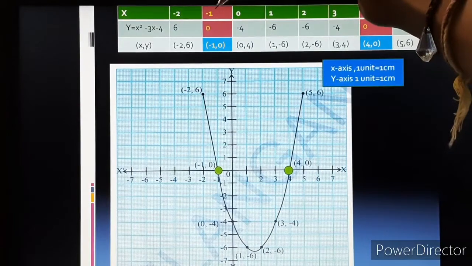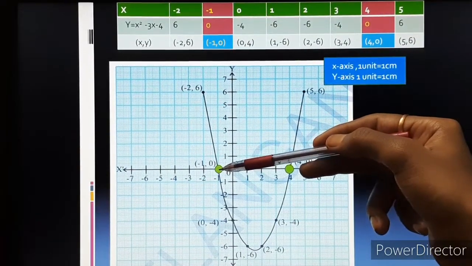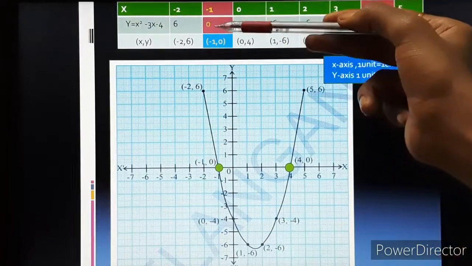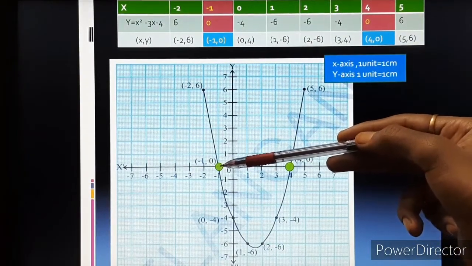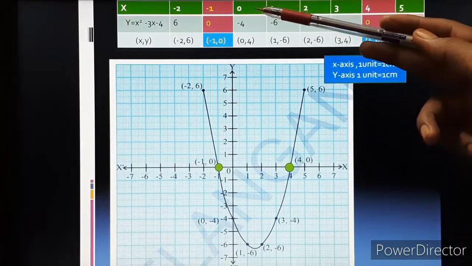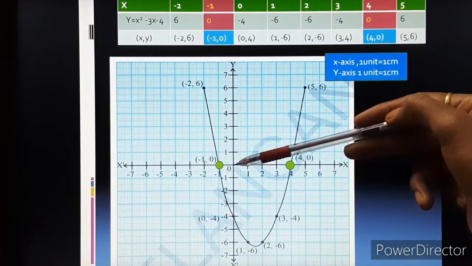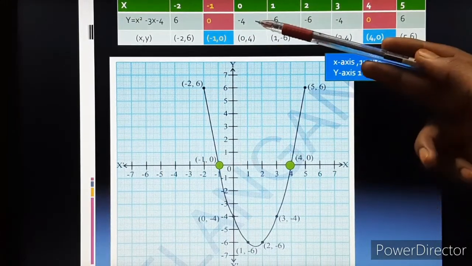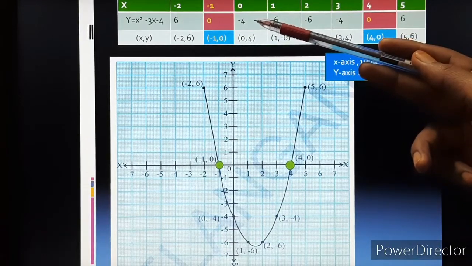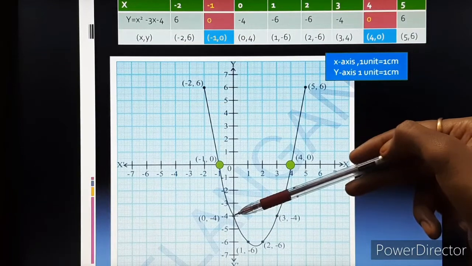The next one. Minus 1, 0. When the x value is minus 1, the y is what? 0. So point will be on the axis. Here is the point. Now 0, minus 4. When the x coordinate is what here? 0. Sorry, x coordinate is 0. Y coordinate becomes what? Minus 4. So here minus 4 we have. So here will be the point.